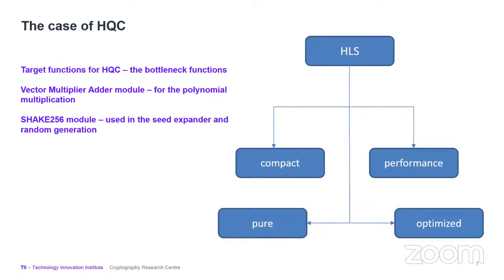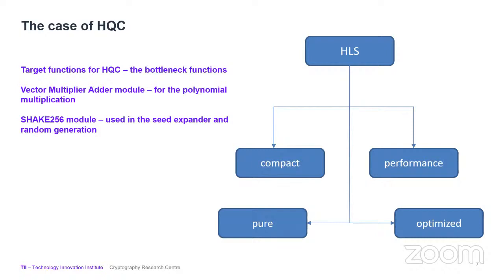So in the case of HQC, which is our target cryptographic algorithm and one of the alternate candidates for the final NIST PQC round, we chose the multiplier adder module for the polynomial multiplication and the SHAKE, which is used in the random generation. Now, these two functions have been shown to be critically important. They form the core bottlenecks because of their long critical paths.